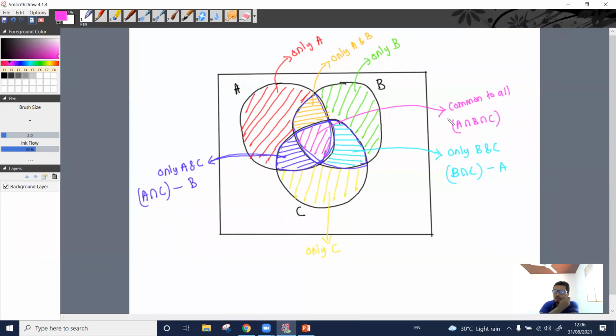So it is very important to identify these particular parts when it comes to questions or sums relating to Venn diagrams. If it says A and B, what does that mean? If it is only A and B, then what is it? If it is only C, what does that mean? If it is the area common to all these given sets, then what does it mean? So it is very important to understand this.